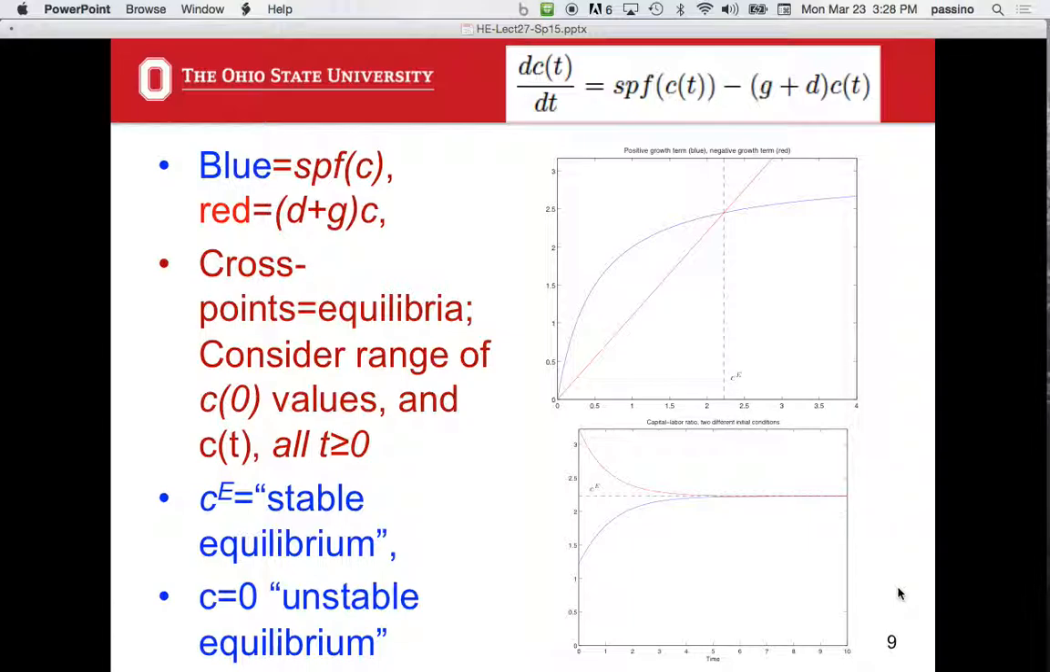I'm going to be doing these plots a fair amount. When you look at these plots, what you want to do is compare which is on top and which is on the bottom and how that affects dC/dt. This is capital on the horizontal axis. The vertical axis depends on whether you're looking at the first term or the second term in the function. I'm going to take the difference of the two, and if that is positive, then dC/dt would be positive, for instance. So let's do a few exercises.